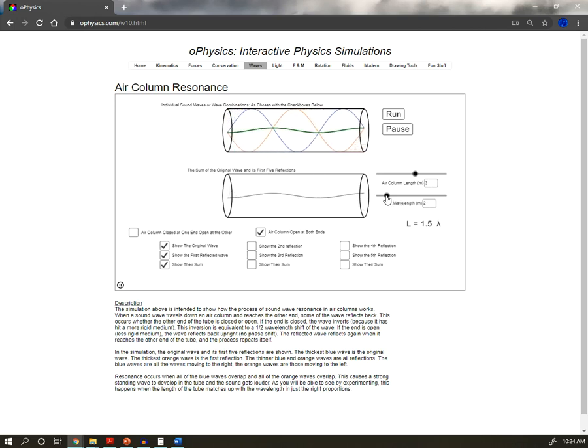All right, and then the fourth harmonic would be 2L over 4. 2L would be 6, divided by 4 would be 1.5. And here you have the fourth harmonic with 1, 2, 3, 4 nodes.